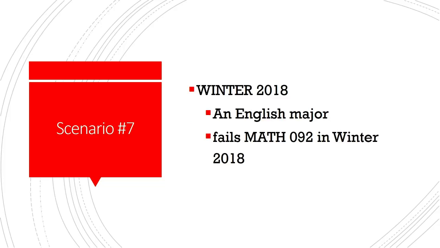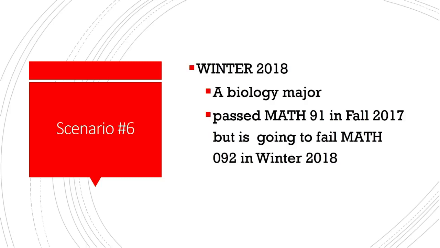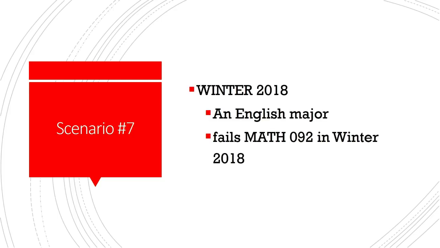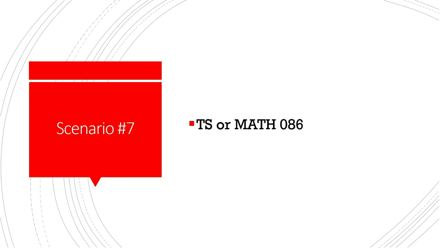Okay, another one. Winter 2018. English major. Fails Math 92. So, in the previous example, we had a biology major. And so that's why we recommend Math 96 for that student, because they're taking STEM. This example, we have an English major, also failing Math 92, winter. What do they take? Math 86 or TS 86.